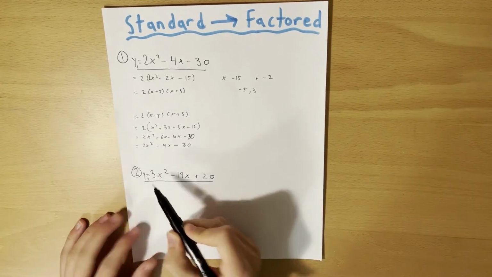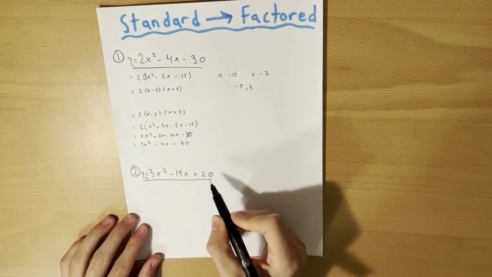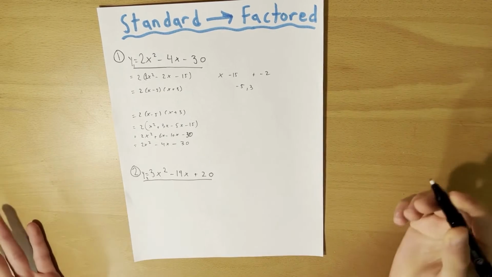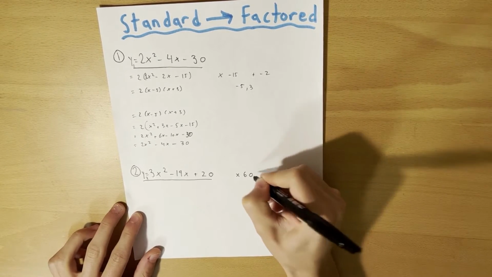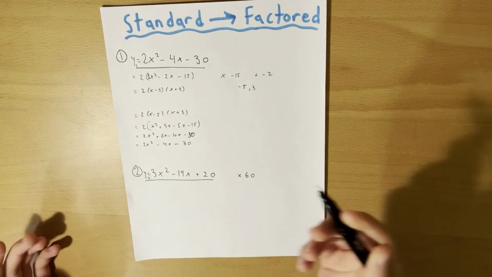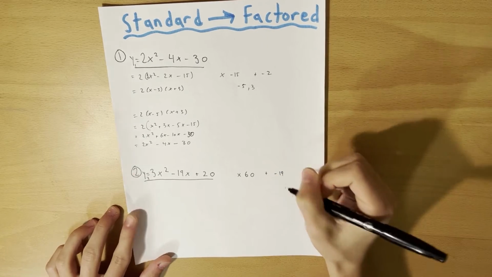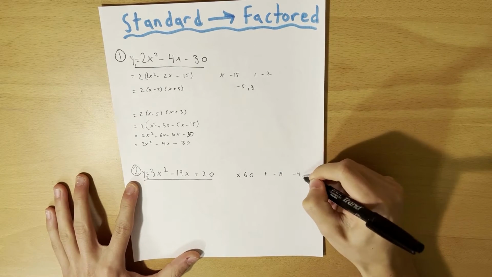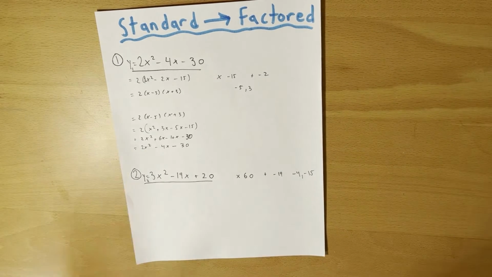Well, here, since the coefficient isn't 1 anymore, you'd have to do 3 times 20. So the coefficient of the a term times c. So that would be 60, right? So you'd have to find two numbers that multiply to 60 and add to, again, the coefficient of the b term, negative 19. So think about it for a bit. And the two numbers are negative 4 and negative 15. So what you do here is a bit different.